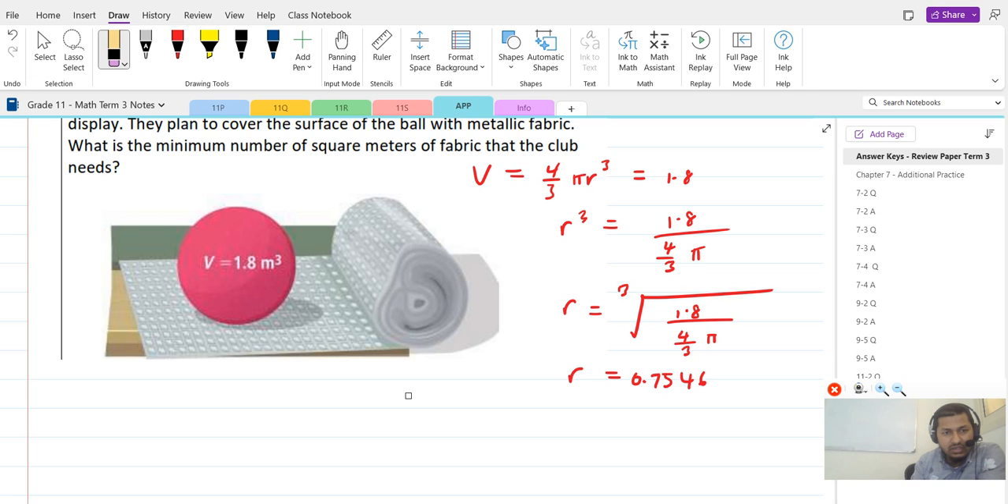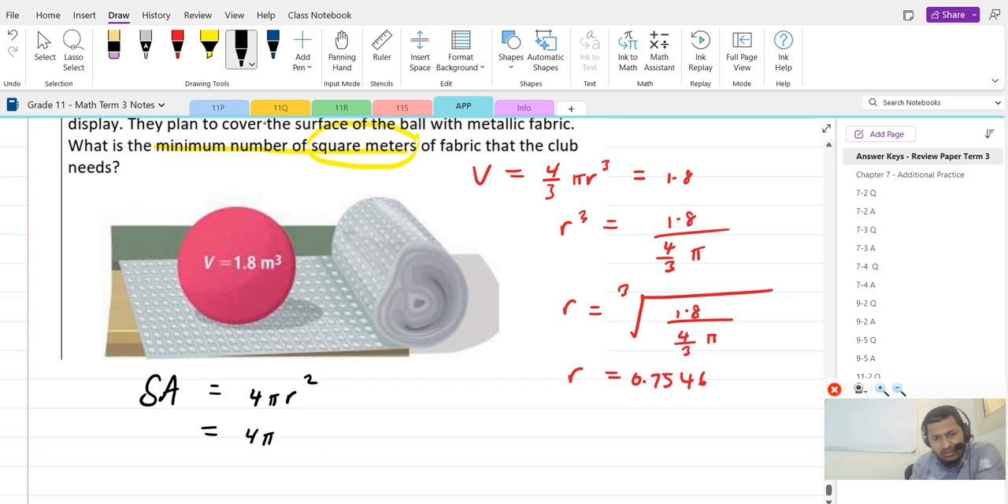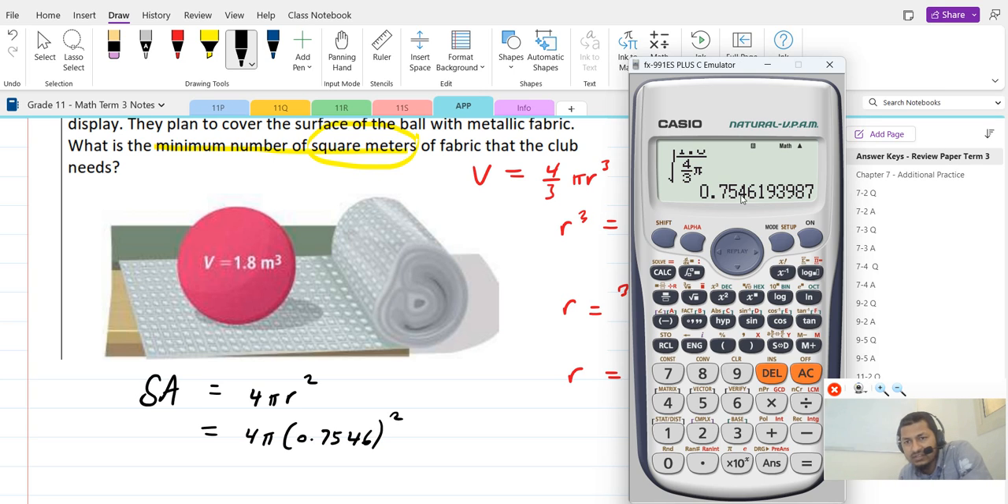Right, so now we want to calculate the minimum number of square meters. They're talking about square meters, so they're talking about a surface area. So surface area is equal to 4 pi r squared. So we can say 4 pi, r is 0.7546 squared. Was it 0.7546? Yeah. So 4 shift pi times 0.7546 squared. So we have an answer of 7.1555.